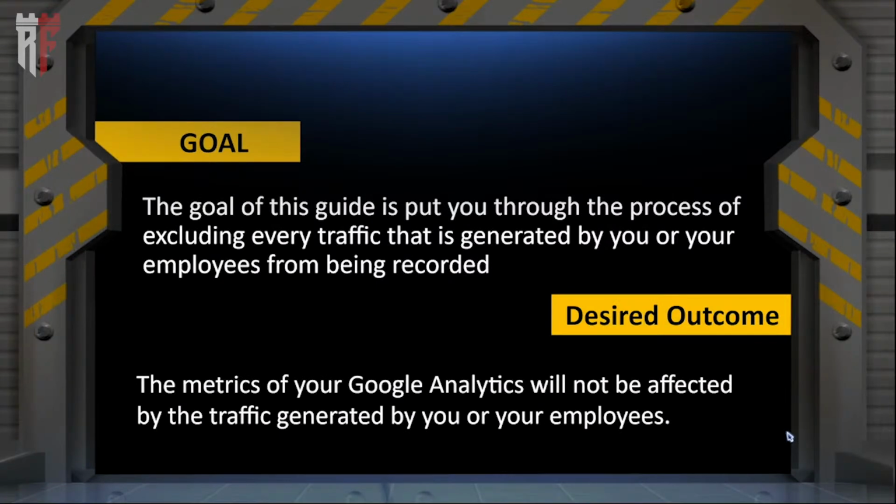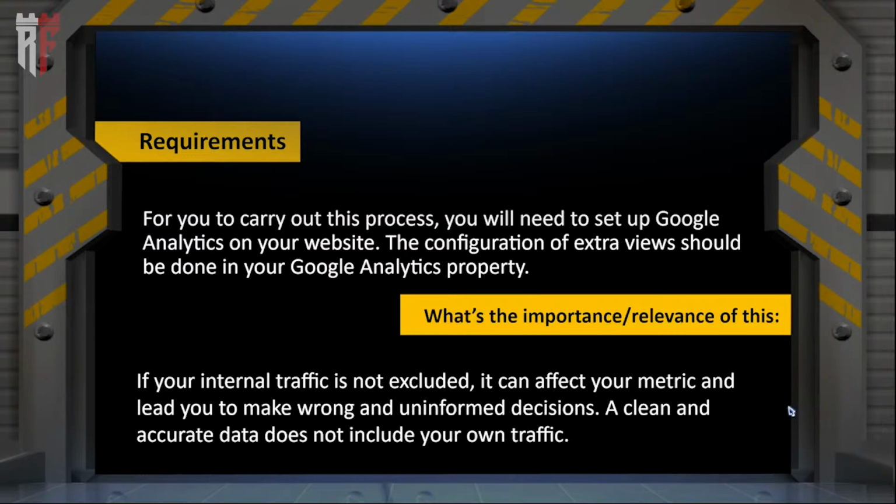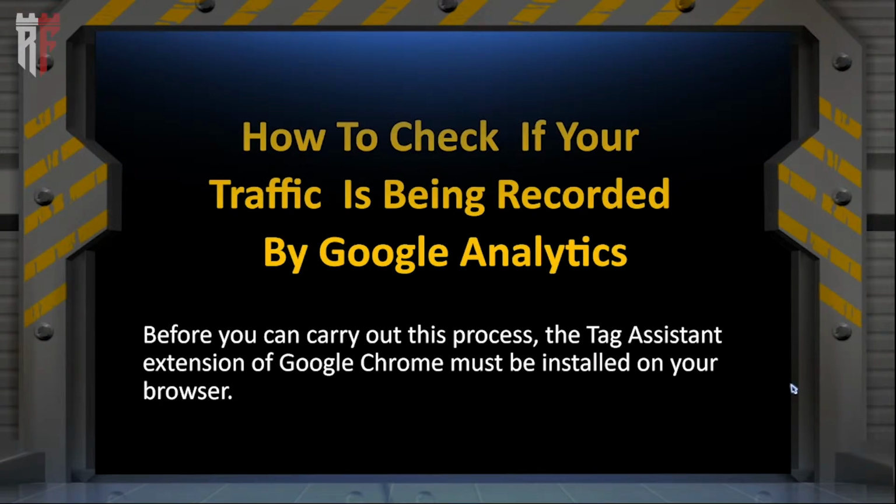The goal of this is to take you through the process of excluding the traffic generated by you or your employees, so it's not recorded, your metrics in Google Analytics won't be affected by it, and you'll have accurate data. For you to carry out this process, you simply need to have Google Analytics set up and configured on your website. Why do we want to do this? Because if we don't, we're going to have incorrect data and metrics that are not accurate, and we want them to be accurate. So how do we check if our traffic is being recorded by Google Analytics?